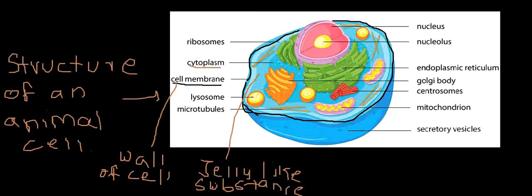Now next are ribosomes. Ribosomes are like bacteria, so you can compare them with the villagers. So these are the ribosomes. Ribosomes are also present on the root nodules of the leguminous plants. These are necessary for protein synthesis.